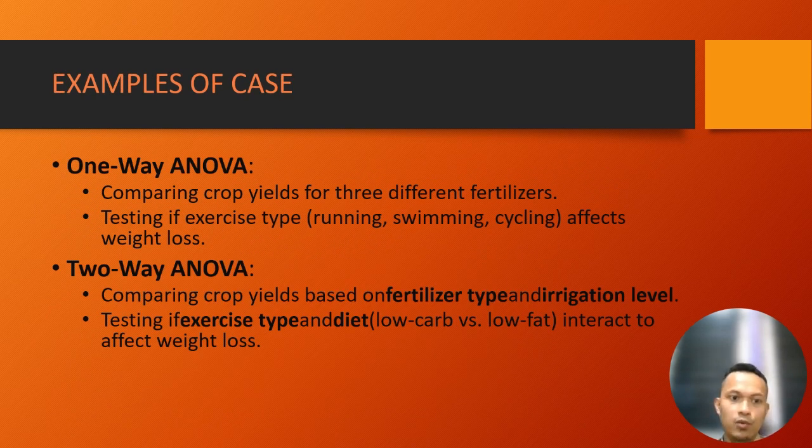Examples of one-way ANOVA cases: comparing crop yields for three different fertilizers, and testing if exercise types, running, swimming, cycling, affect weight loss. And what about two-way ANOVA? For example, comparing crop yields based on fertilizer type and irrigation level, and testing if exercise type and diet, low carb versus low fat, interact to affect weight loss.